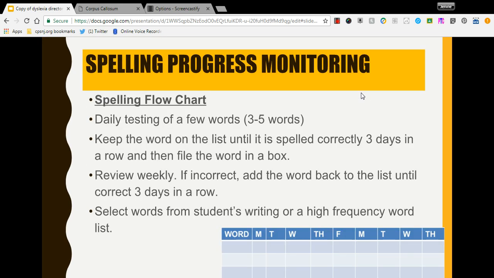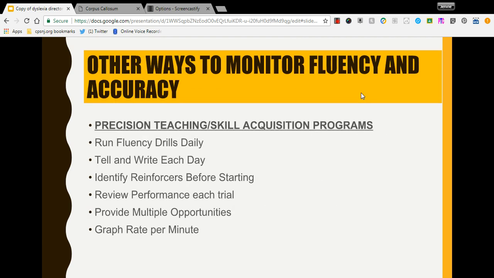A spelling flow chart is a way to really target some skills for children who struggle with encoding. It's daily testing of a few words, like 3 to 5 words, and then you keep the word on the list until it is spelled correctly 3 days in a row, and then keep it in a file box. Review weekly. If incorrect, add the word back into the list until correct for 3 days in a row. So you select words from the student's writing or high frequency words to add to this chart. So this is a great research-based way to increase overall spelling, especially of those high frequency words.